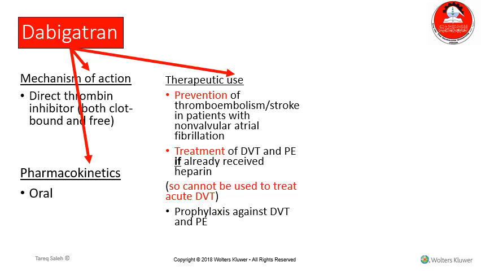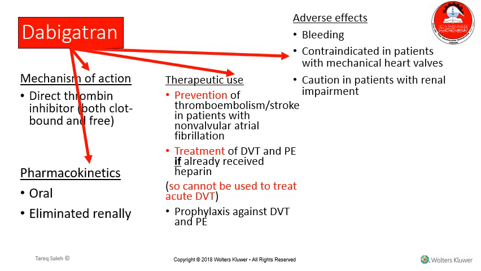Dabigatran is, of course, an oral anticoagulant and it is eliminated by the kidneys. Its major side effect is bleeding, similar to all the other anticoagulant medications. But remember that it is contraindicated to be used in patients who have prosthetic or mechanical heart valves, even if those are at risk for thromboembolism. There are other options to treat those patients, such as warfarin.